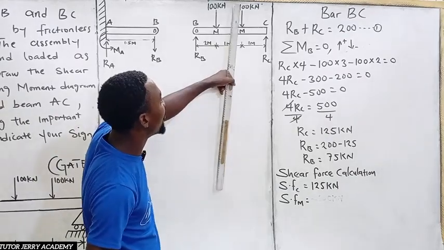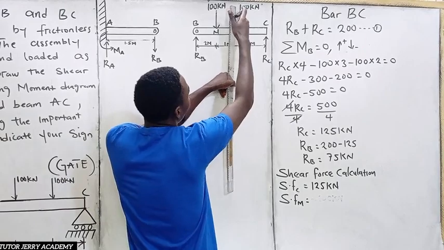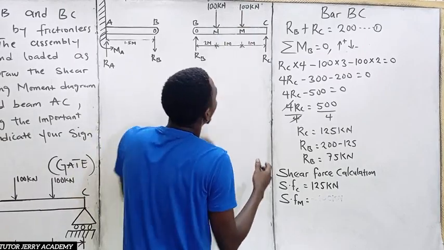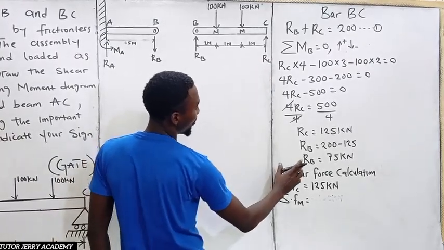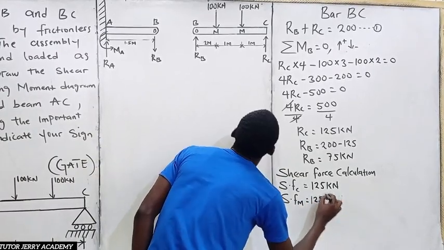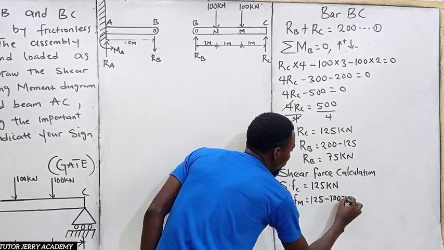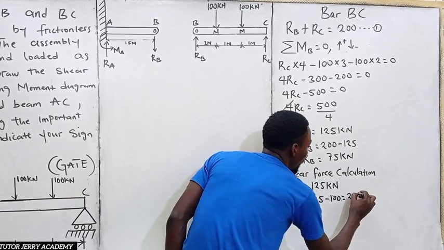All right. So we start at point M. We are going to have two forces. We have one force to the right, and we also have one force at N. So here it's going to be ROC. Our ROC is nothing but 125. So it's going to be 125 minus 100. So that is going to give us 25 kilonewton.